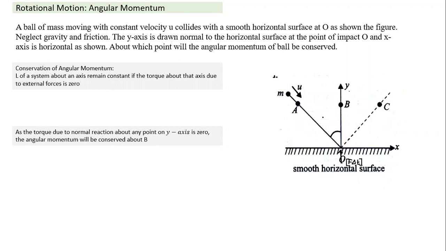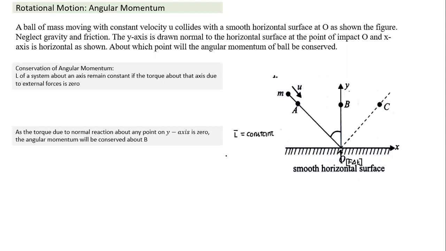A ball is moving and bounces off here. So in this case, about which point can I conserve the angular momentum of the ball? Which point can I conserve angular momentum about? So let's see here. If angular momentum will remain constant, there are two ways I can think of. What are the two ways?